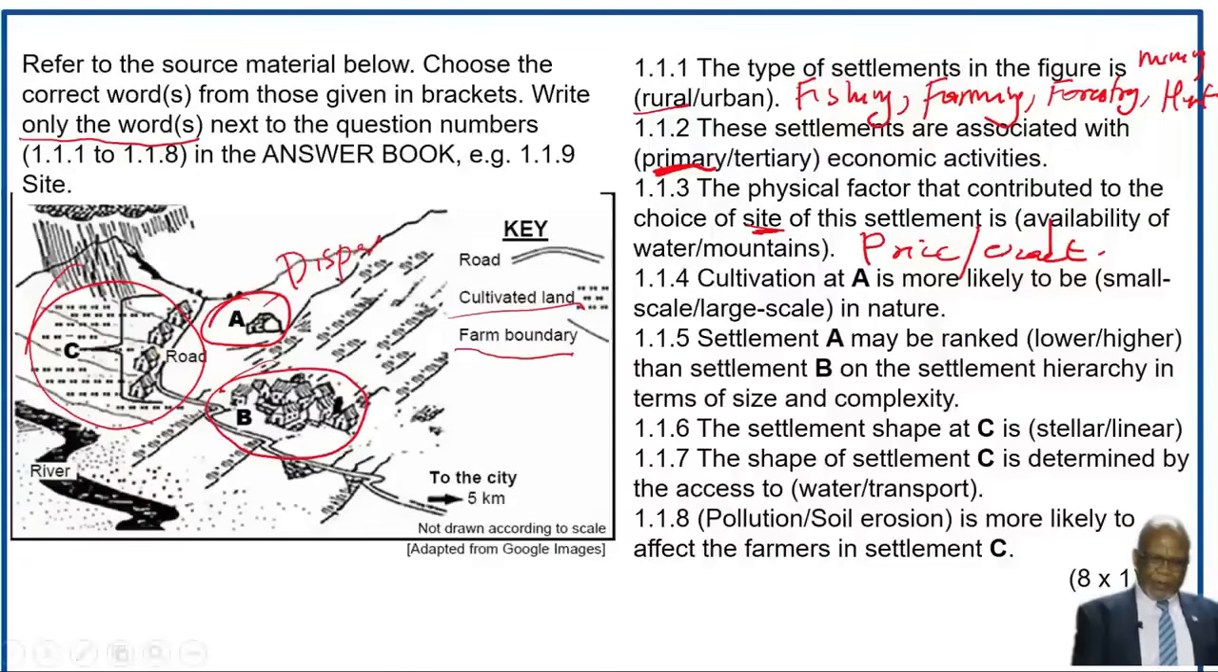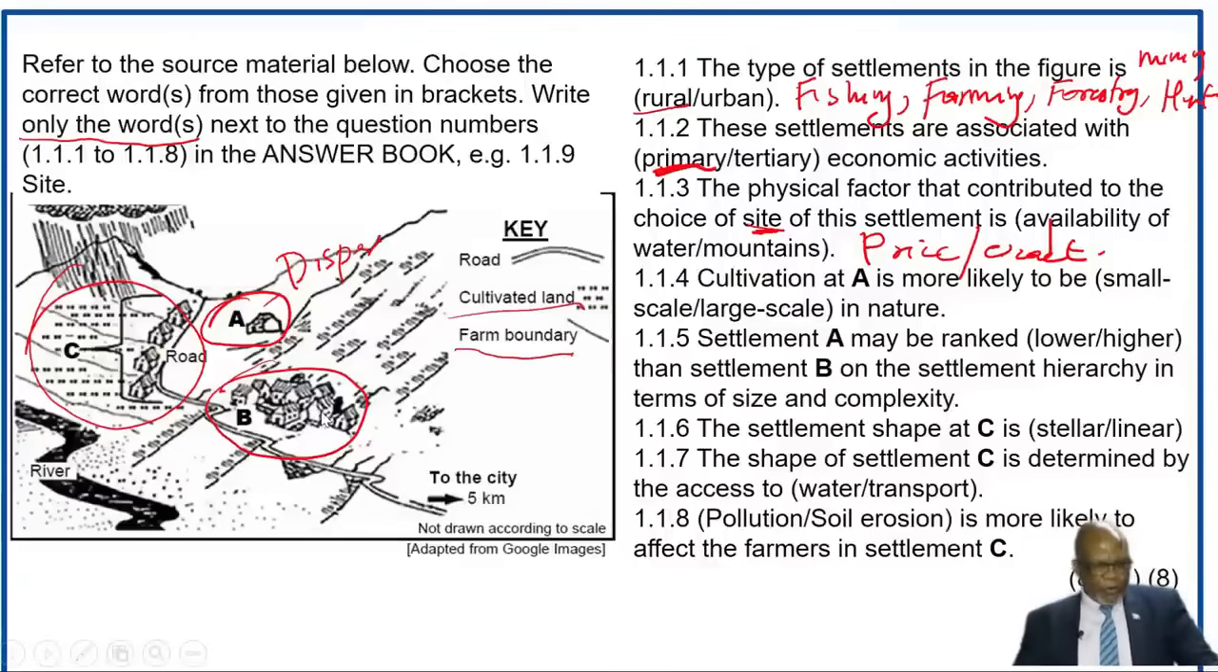Here it is nucleated. Now, when you are looking at A, is it more small scale or large scale at A? At A is more likely to be large scale. Why? Because it is isolated and therefore there's large land that is available. But at B, it will be more likely small scale because it's very close to each other and therefore the land is going to be fragmented. So when you're looking at this diagram, it is the same diagram as the one that we started with. I hope you can see the similarity between the two diagrams.